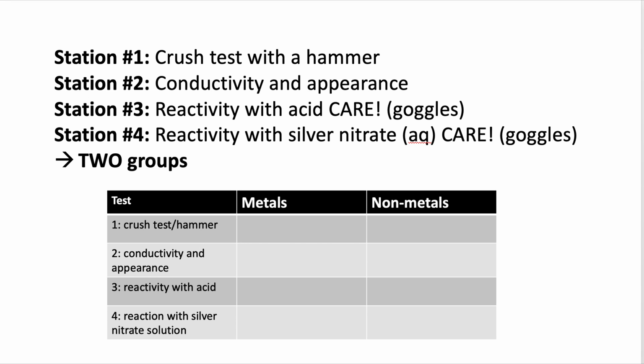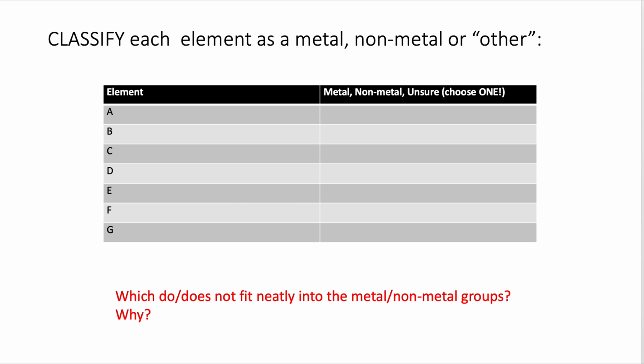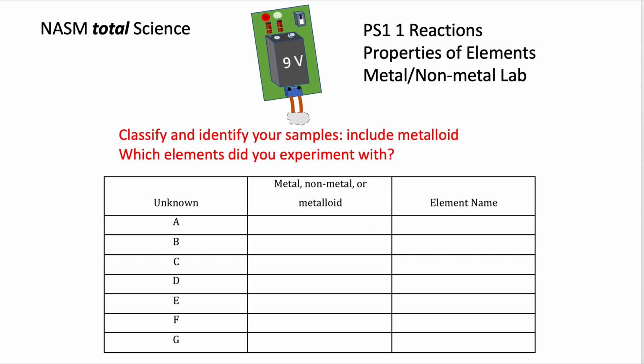So a summary here of a table of results for each one of those. And see if you can classify each one of them from that table as a metal, non-metal, or one that doesn't fit into the two groups. Now why? What properties are distracting you from choosing it, something being a metal or a non-metal? And so you can put the word metal, non-metal, or metalloid, and then identify the element that's there.